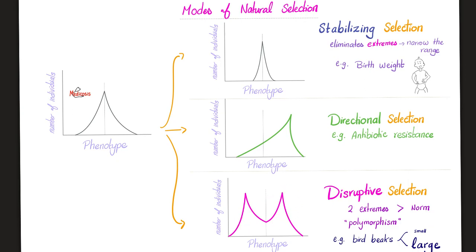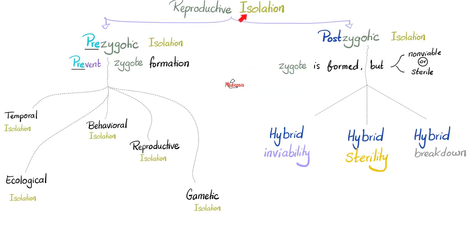Third, disruptive selection. Instead of eliminating the extremes, like in stabilizing selection, we will keep two extremes on the two opposite ends of the spectrum. Two different shapes. Oh, polymorphism action. That's true, such as birds with small beaks versus birds with large beaks, such as the ones that Darwin saw on the Galapagos Islands.